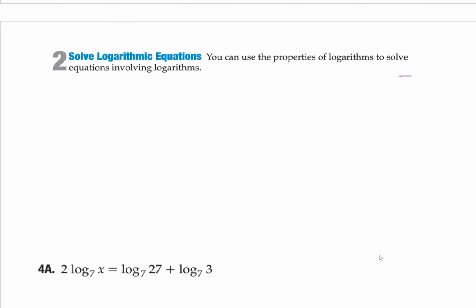So we're going to solve log equations using this. Now keep in mind, as always, the log of your answer cannot be negative or 0. X could be negative or 0, but the log can't be. Like when you plug it in, it can't be negative or 0. So how are we going to do this? Step 1 is condense.